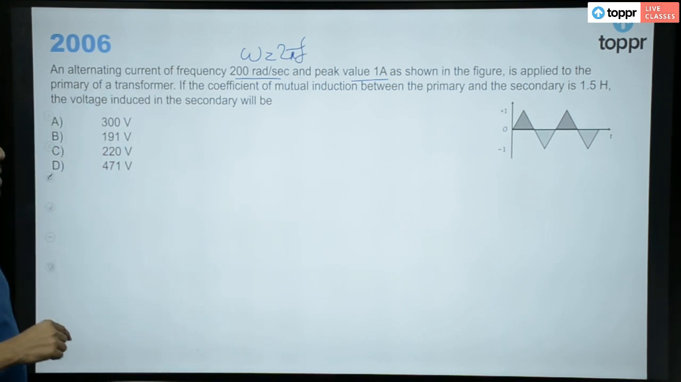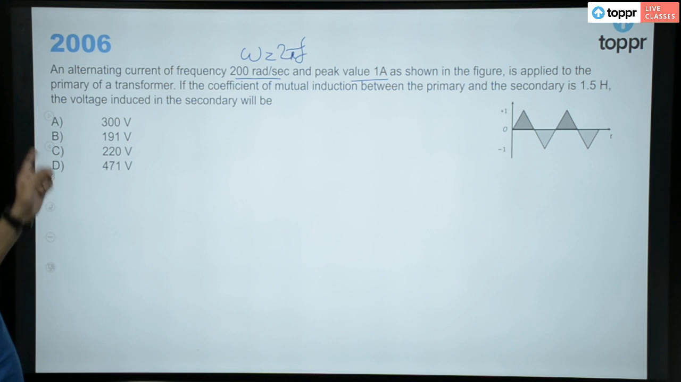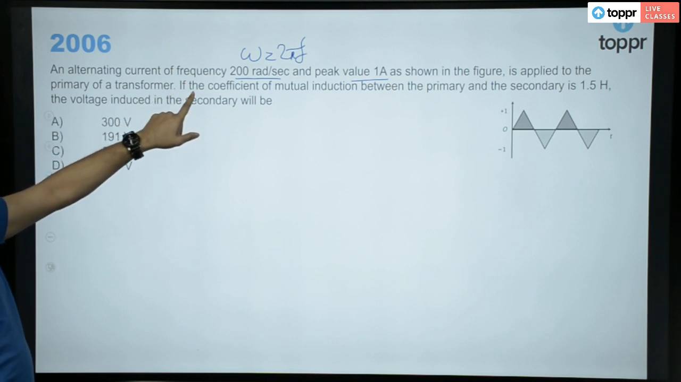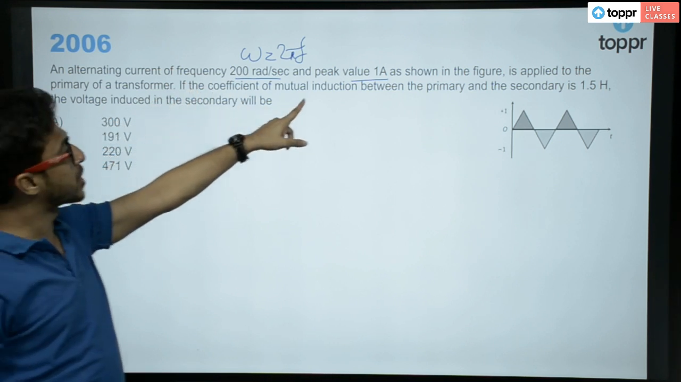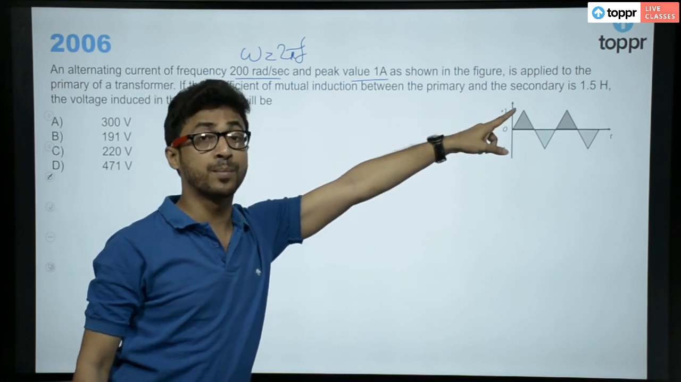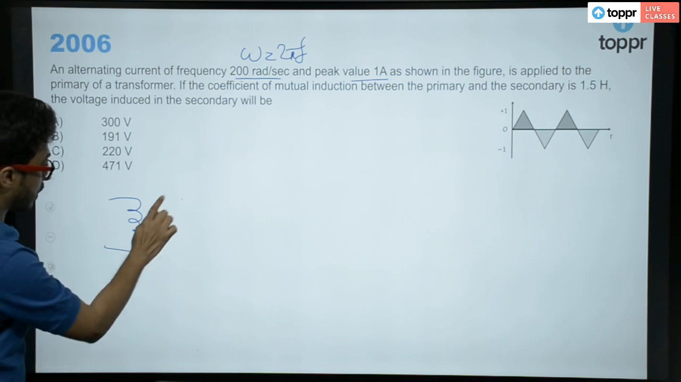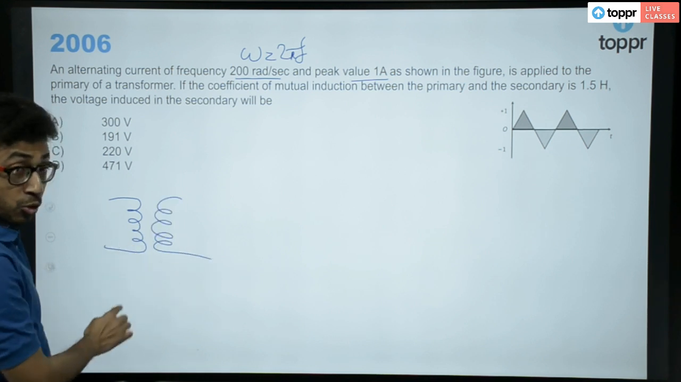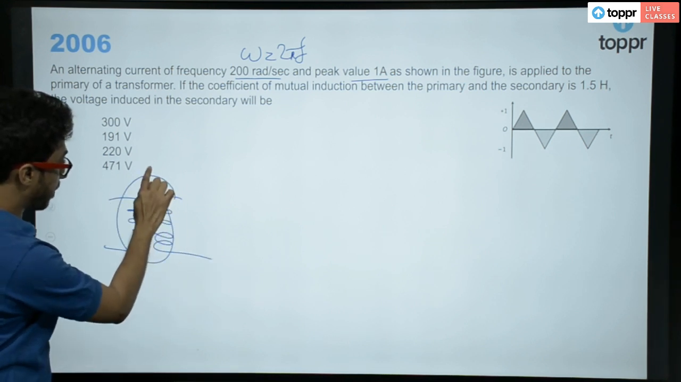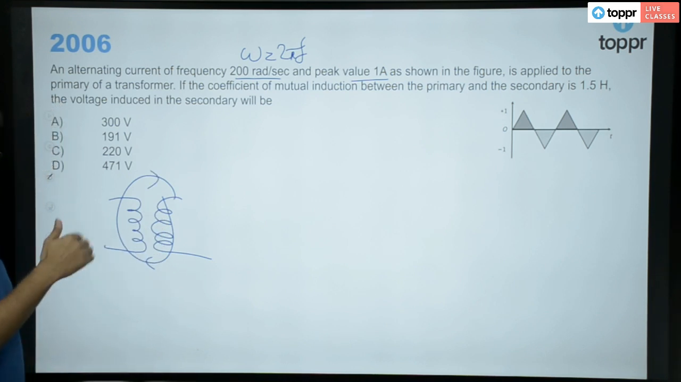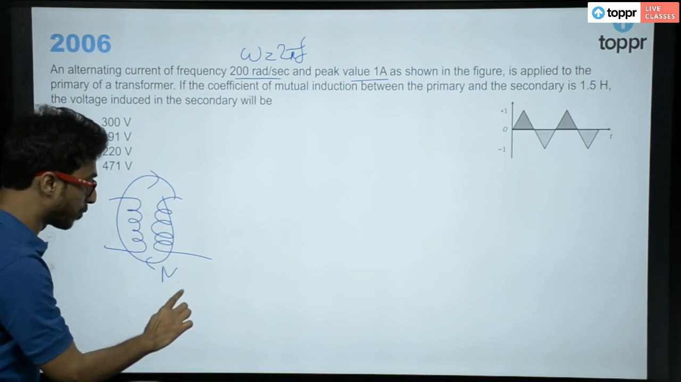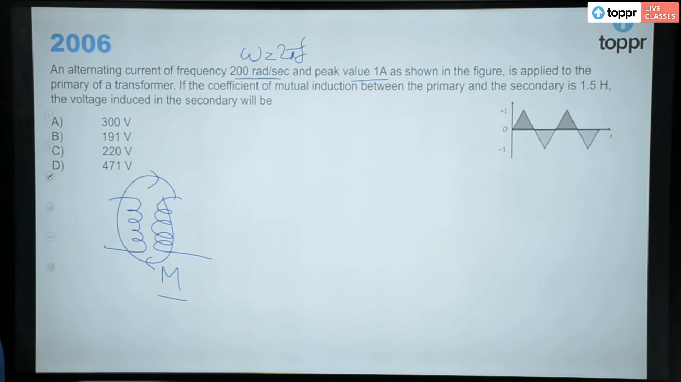And the peak value 1 ampere, as shown in the figure, is applied to the primary of a transformer. If the coefficient of mutual induction between the primary and secondary is 1.5, as it is a transformer, it has two coils. When there are two coils, the coupling of magnetic lines of force will be a mutual coupling. So we need the coefficient of mutual induction, which is 1.5 Henry. The voltage induced in the secondary will be?